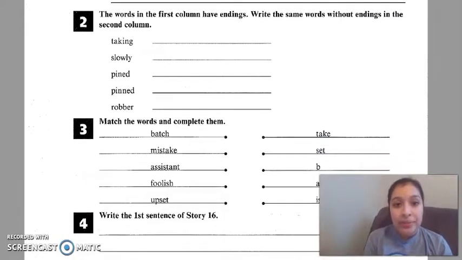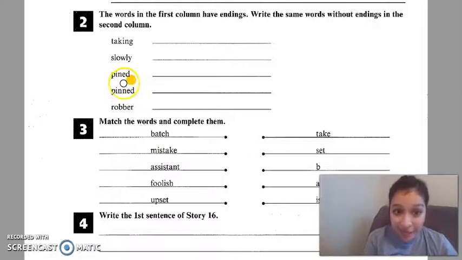So part 2, it says write the words in the first column. The words in the first column have endings. Write the same words without endings in the second column. Let's look at this one. This word is pined. What word? Awesome. So think, what is the ending so we can have the word pine? So what do we need to get rid of? What letter? Yes, the D. So I'm going to underline the letter D. So you need to write P-I-N-E for pine.